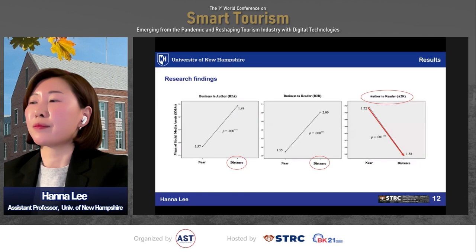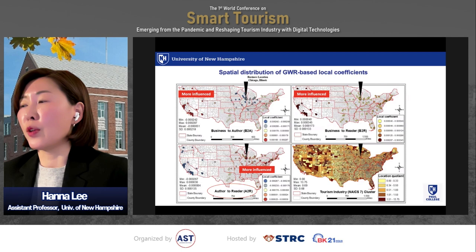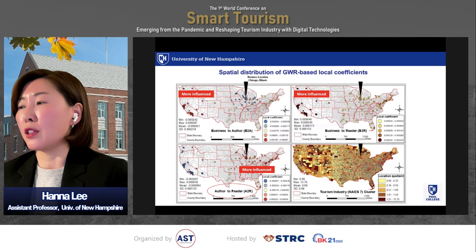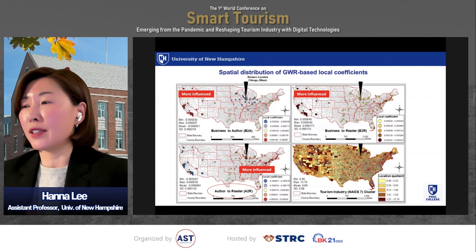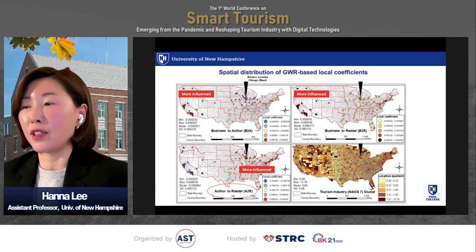To answer the second research question, geographically weighted regression shows spatial patterns of each triad relationship in the network. This spatial mapping implies a series of interesting insights. For example, a far distance author's review from the business is more favored by readers. Readers themselves traveling from far distance cities would need more social media references. However, when it comes to the author to reader relationship, it has an opposite spatial behavior pattern.